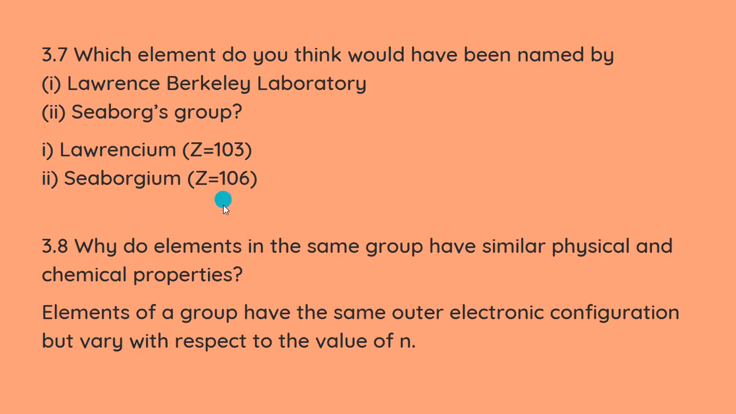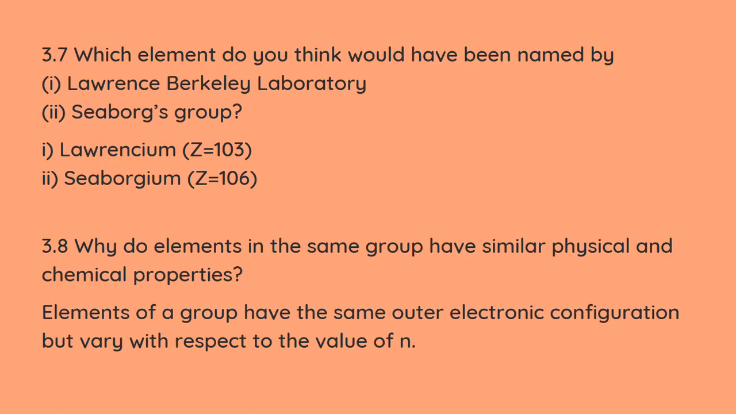Next one. Why do elements in the same group have similar physical and chemical properties? So every single property in the periodic table that we had learned about is directly dependent on the electronic configuration. And since all the elements of a group will have the same electronic configuration, they will have similar physical and chemical properties.